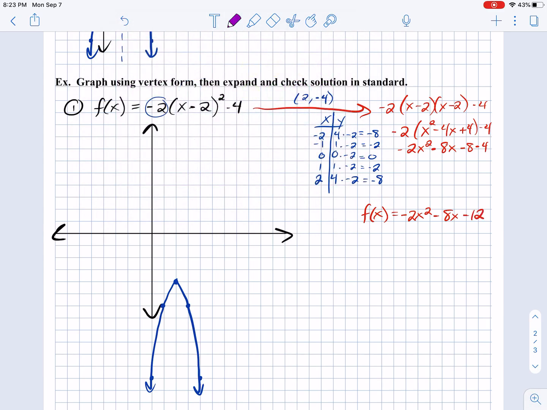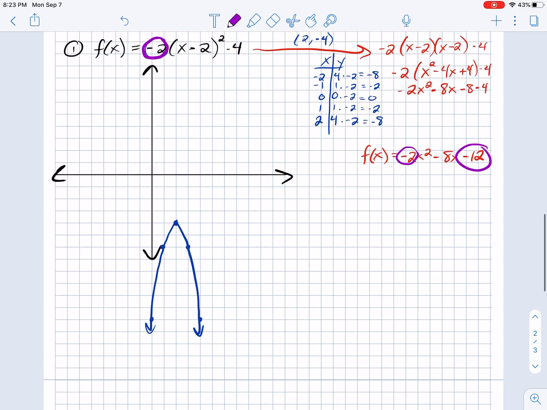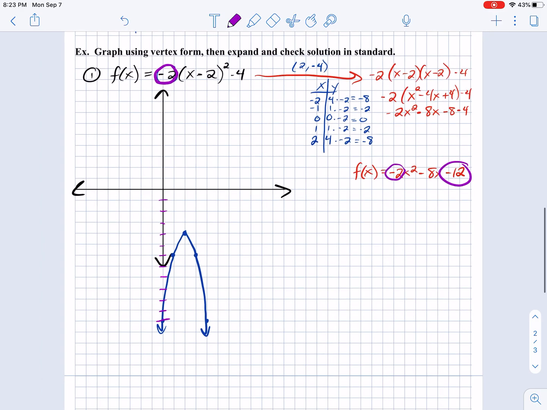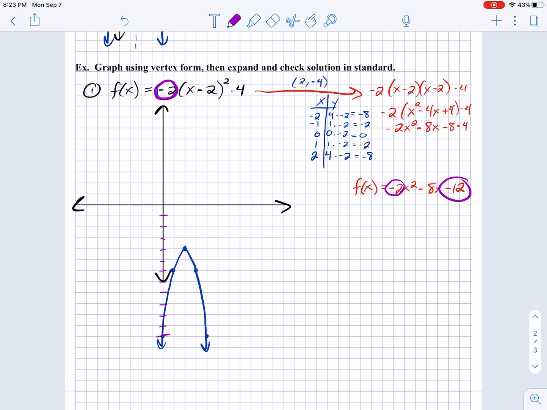Let's check a couple things here. A value is exactly the same, negative 2 on both. Quadratic function's opening down, and the 2 is a vertical stretch. And then remember, this negative 12 is your y-intercept. If you go check down here, 1, 2, 3, 4, 5, 6, 8, 9, 10, 11, 12. We are crossing at negative 12, so we did everything correct in graphing here.